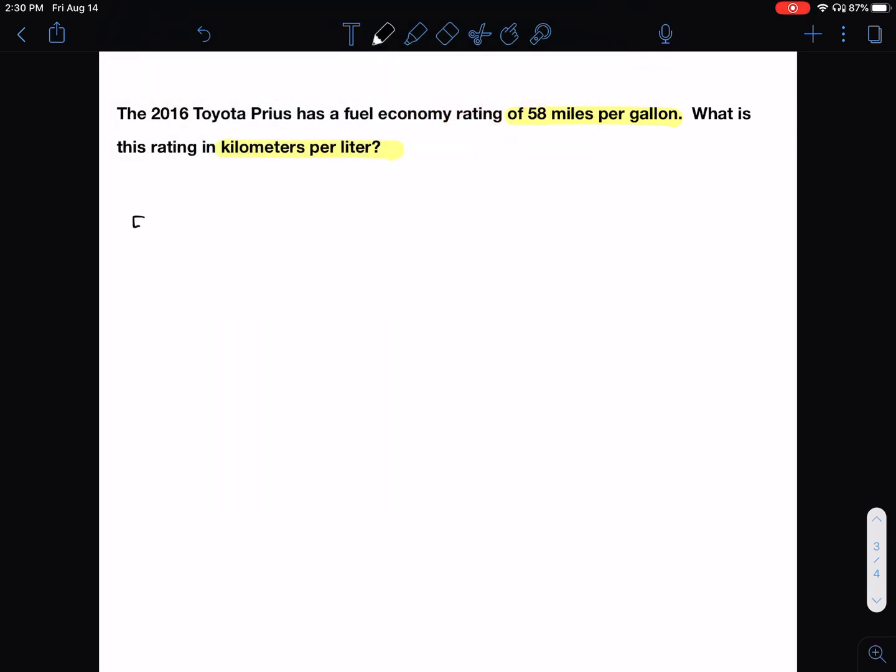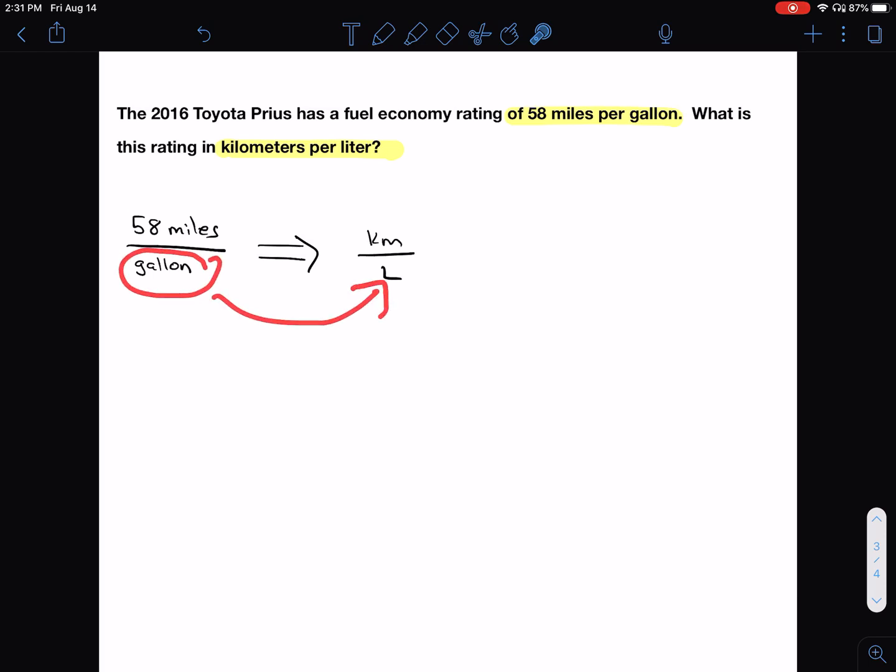We know the fuel economy is 58 miles, and I'm going to write that per gallon as a fraction, miles per gallon. And we want to take that and express it in kilometers per liter. If we think about this, we have two conversions to undertake. We first have to take the miles and convert them to kilometers, and then we're going to take the gallons and convert that to liters. So we can do this in 2 steps, or we can do it in 1 step, but either way we're going to have to look some things up.